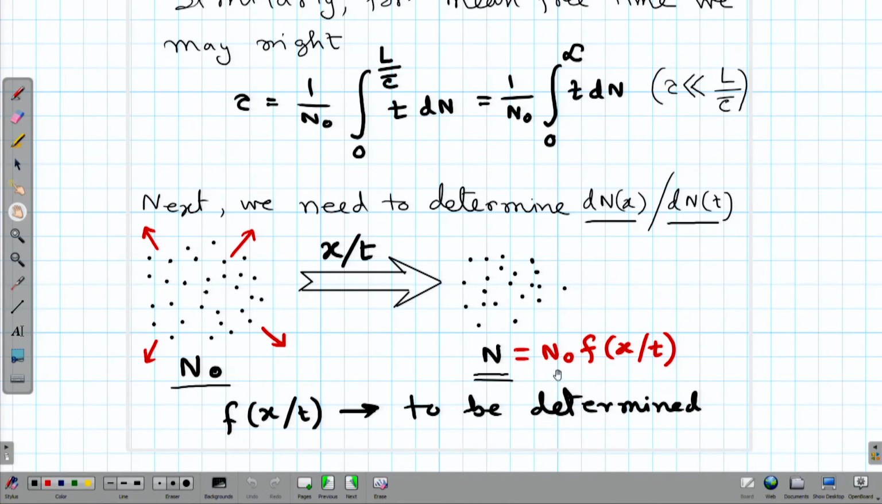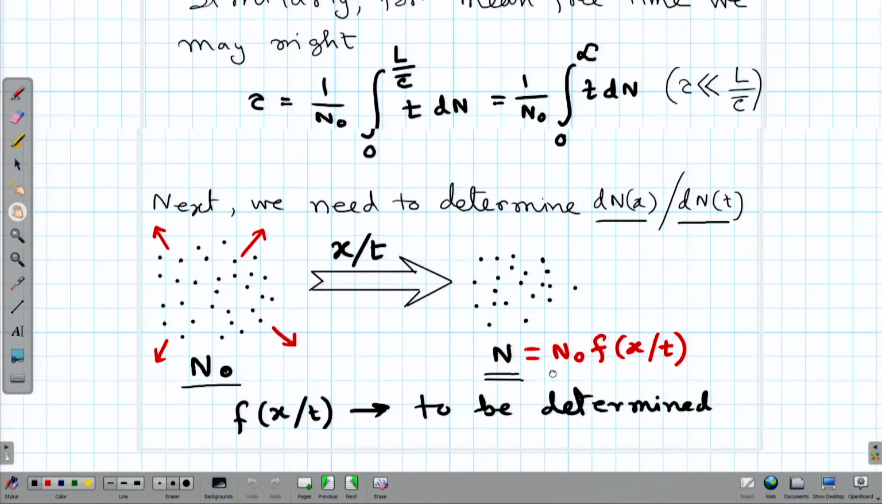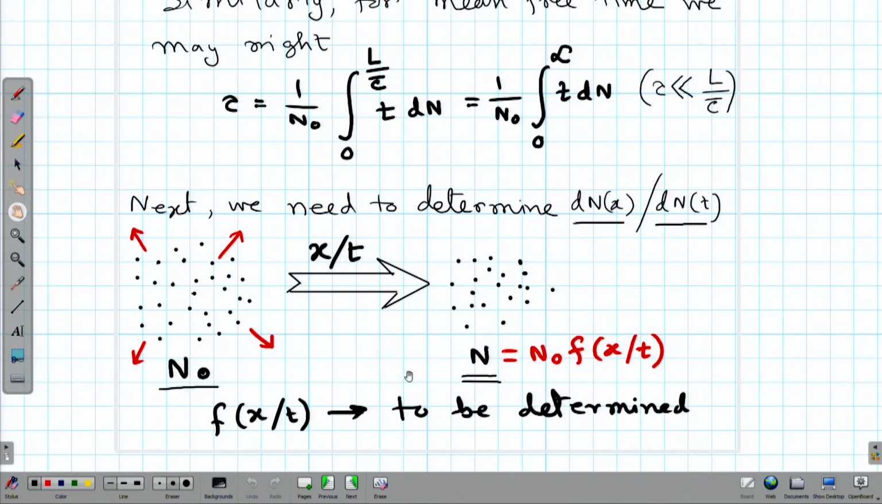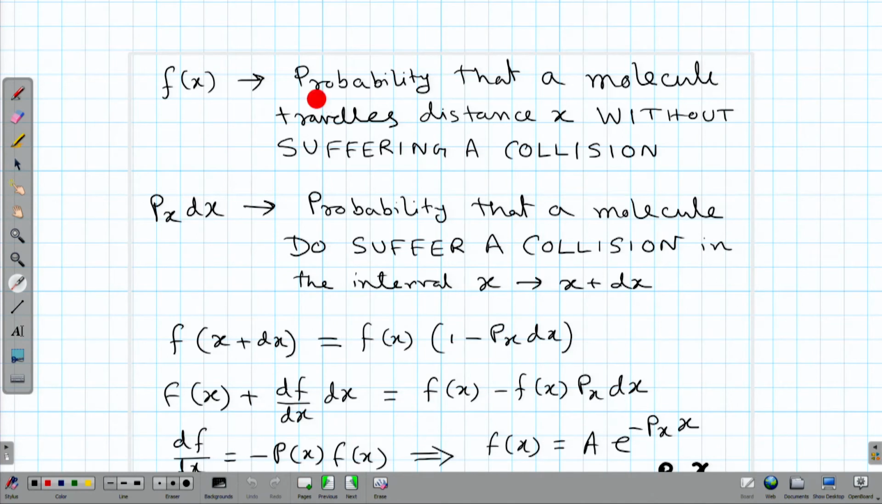So, we start with n0 number of molecules in an assembly, and then we multiply this with f, which is a function, and then get n number of molecules that still survive, presumably without a collision in this assembly. So, basically f is a function that gives you the probability that a molecule travels a distance x without suffering a collision in that assembly.